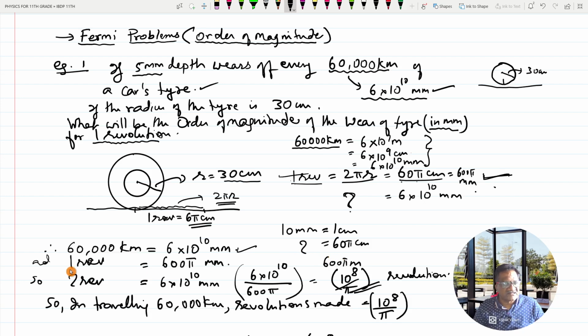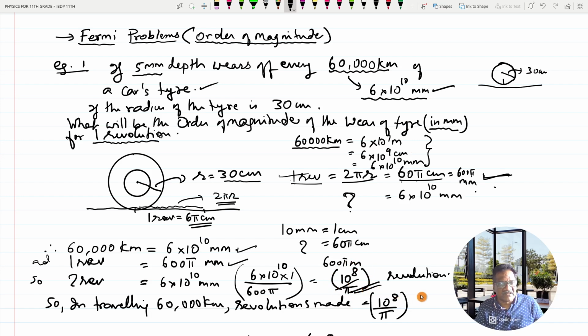This is already discussed. One revolution is 600 pi millimeter. So how many revolutions will take place in 6 into 10 is to 10 millimeter? The answer will be 6 into 10 is to 10 into 1 divided by 600 pi. This should work out to how much? This 6 and 6 will cut, and 10 is to 10 divided by this 10 square, that is 10 is to 2. It will work out to 10 is to 8 divided by pi. So this many revolutions is the answer.